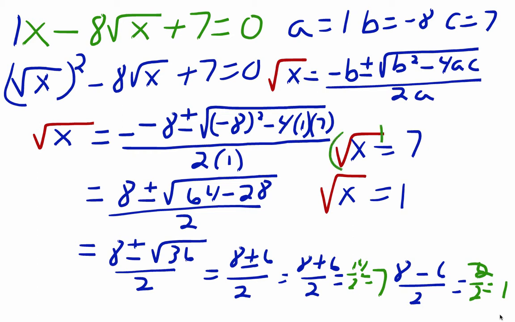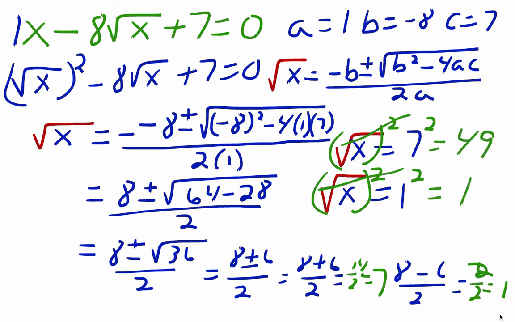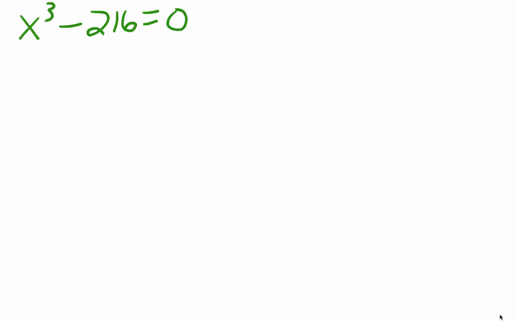So to do that, I square it. I have to square both sides, because the squaring gets rid of the square root. And so 7 squared is 49, and 1 squared is 1. So those are my answers. Those are my zeros. Those are my roots then.